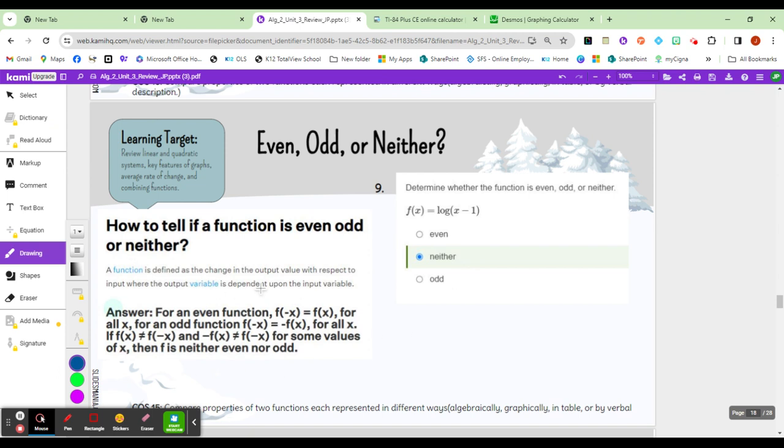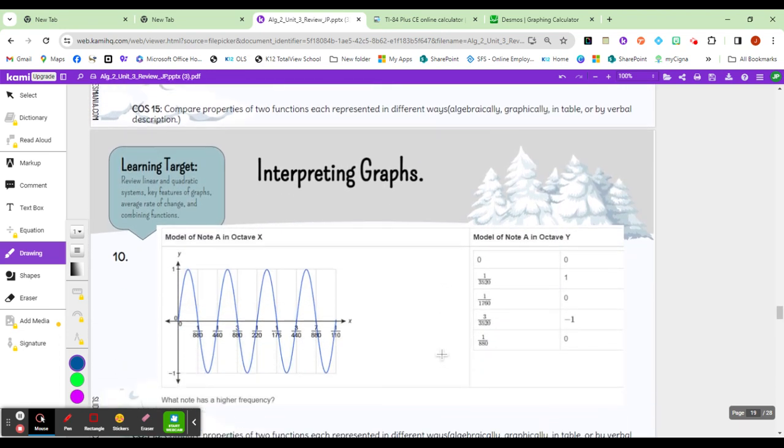There is an algebra way, and down here it describes how you would use algebra, but most of the students that I've talked to say they prefer the graphing method, so I'd probably suggest that.